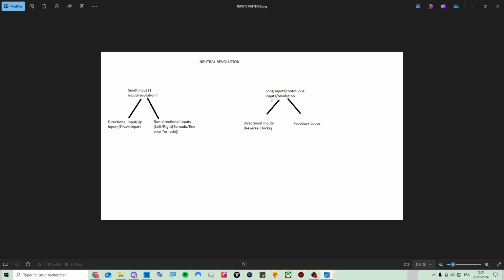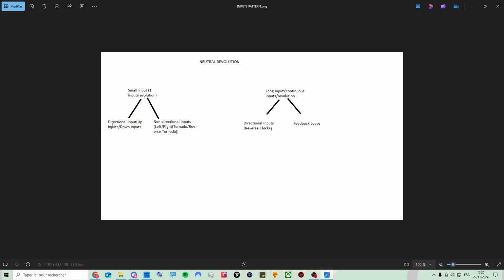Let me explain this. If we talk about small inputs, that's basically what people are saying when they say, up, right, down, right. The classic up, right, down, right tutorial video, right? So if you use one input per revolution, you can have two things: either directional inputs, which are all of the up inputs and all of the down inputs, or the non-directional inputs, as in left and right, as in tornado spin and reverse tornado spin.